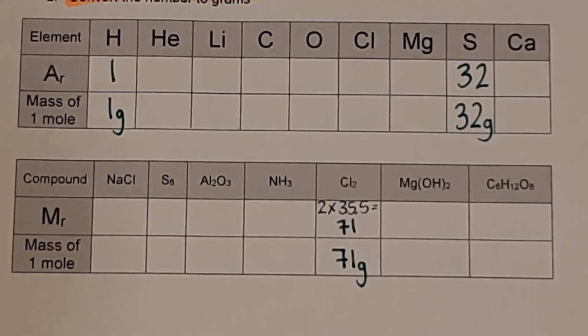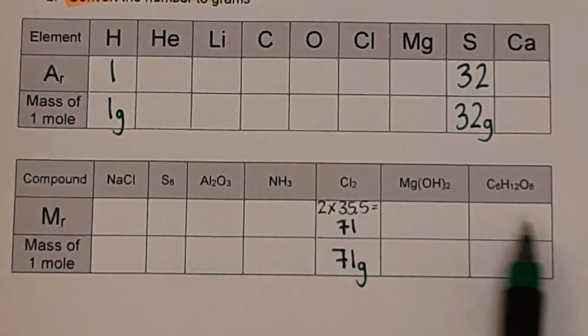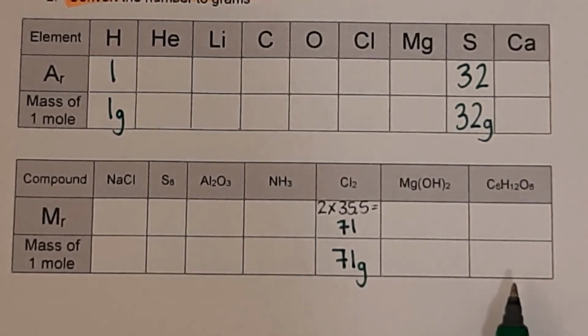So continue to do that. You know how to calculate the relative atomic mass, you know how to calculate the relative molecular mass, and all you need to do is write the number again with grams after it to give you the amount of 1 mole as mass. So pause the video whilst you do that, please.